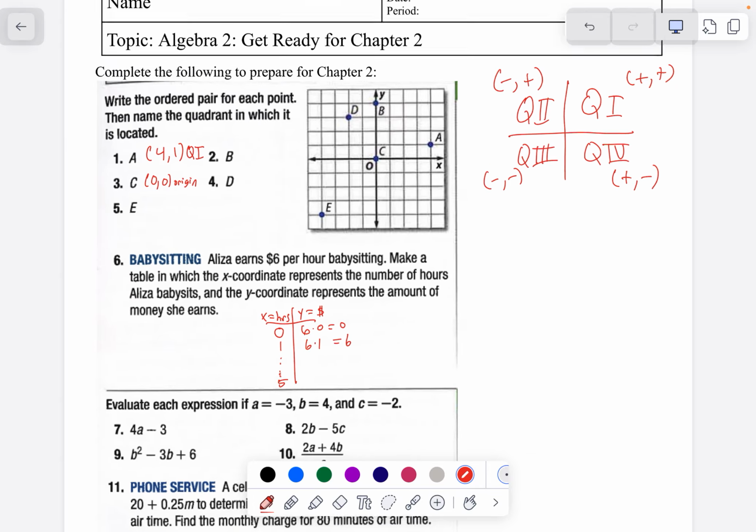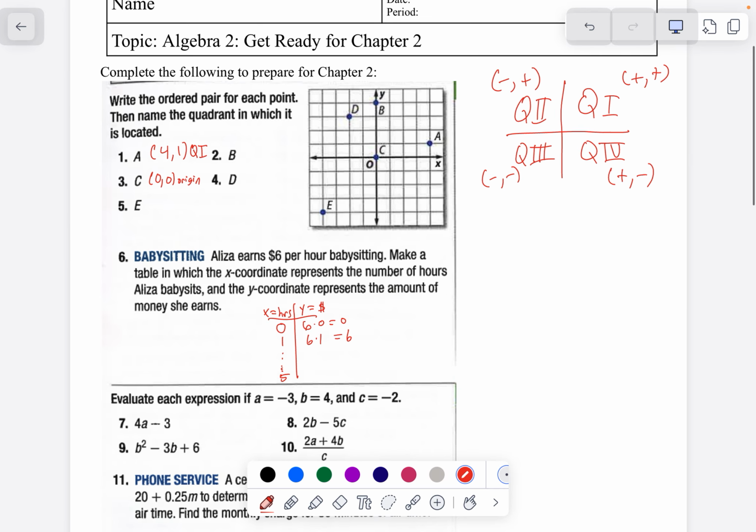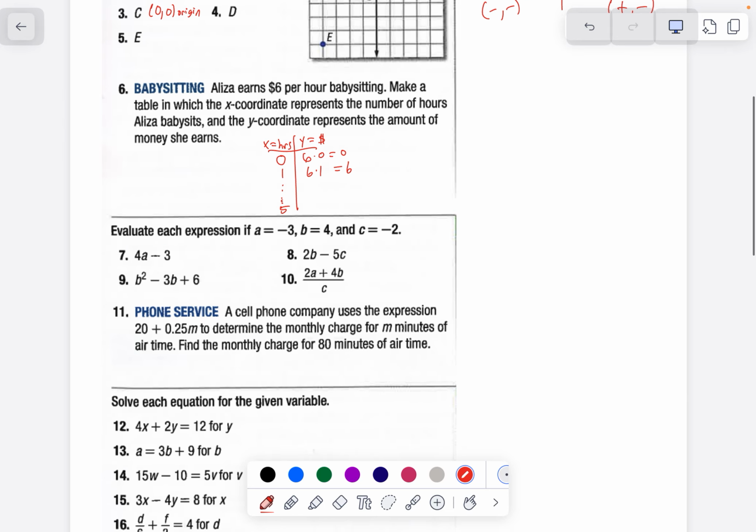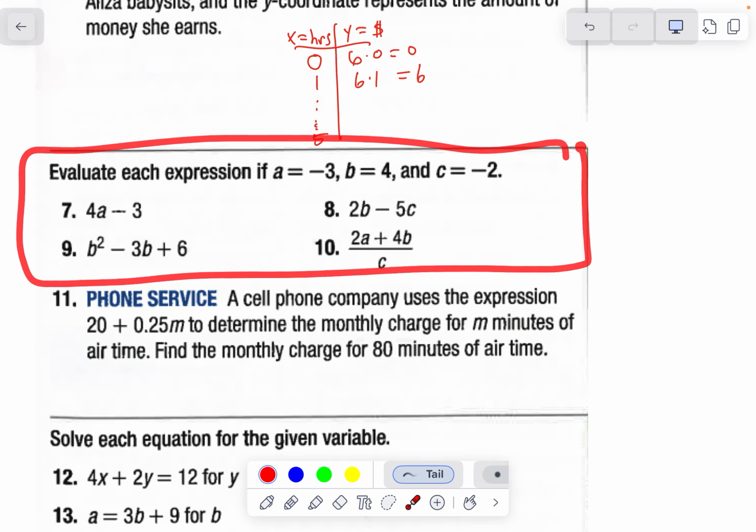Any questions on those first 6 problems? We good with those? Okay, let's jump to 7 through 10. We have been practicing these since the first week of school. We're just taking those values, substituting in using order of operations. So that shouldn't be anything too exciting.